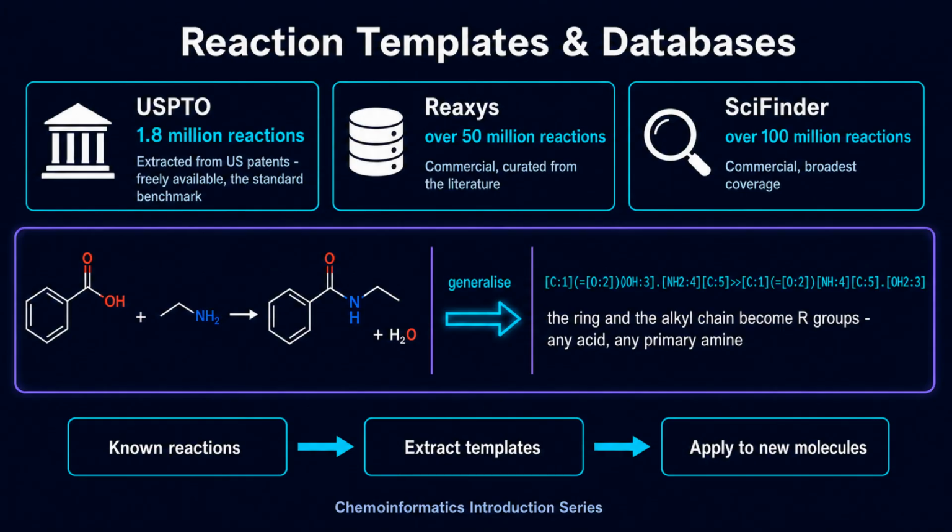The workflow is: extract reaction templates from these databases, generalize them using R groups and SMIRKS notation, then apply them to new target molecules. The USPTO dataset has become the standard benchmark for reaction prediction models. With enough examples, machines can learn the rules of organic chemistry.